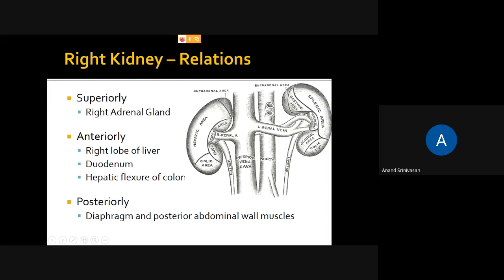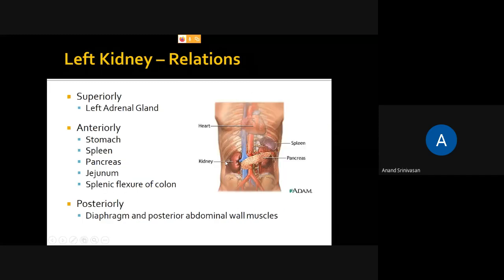Pancreas will be present. Now you know the duodenum. After duodenum comes the jejunum. Okay, so jejunum. And the transverse colon changes into descending colon. This is called a splenic flexure.